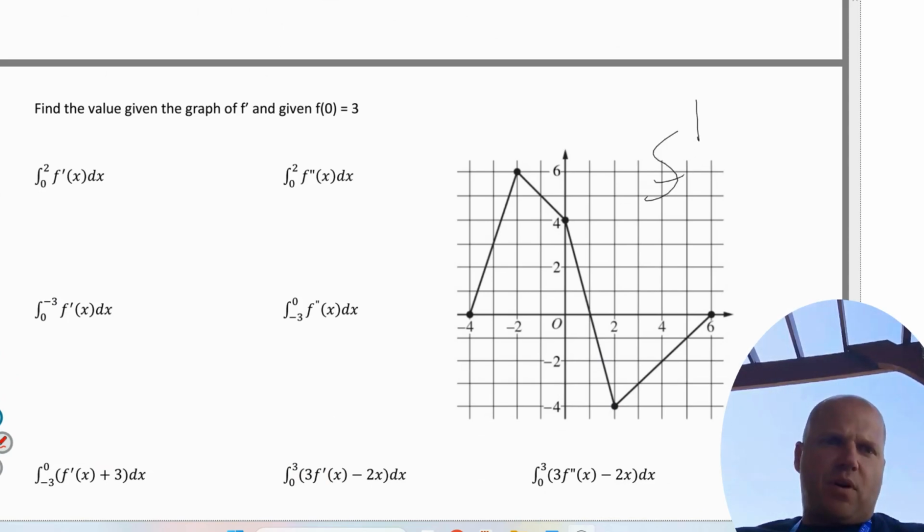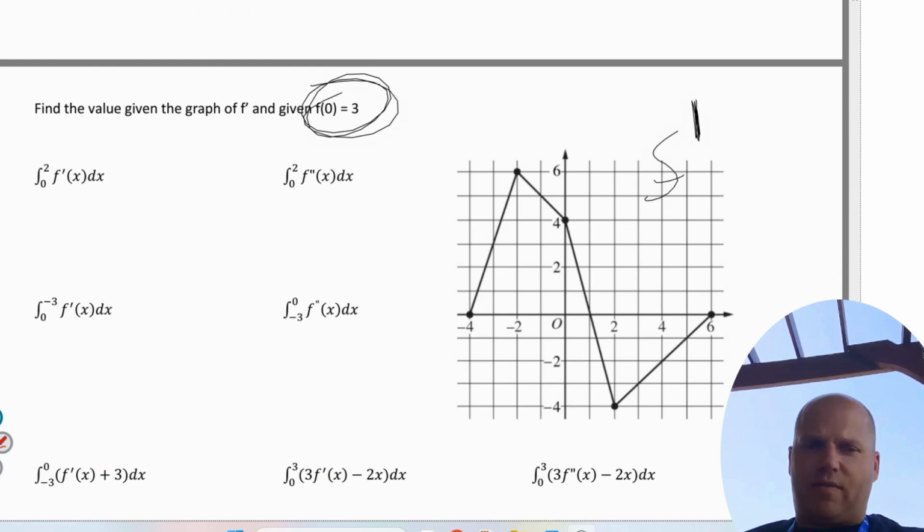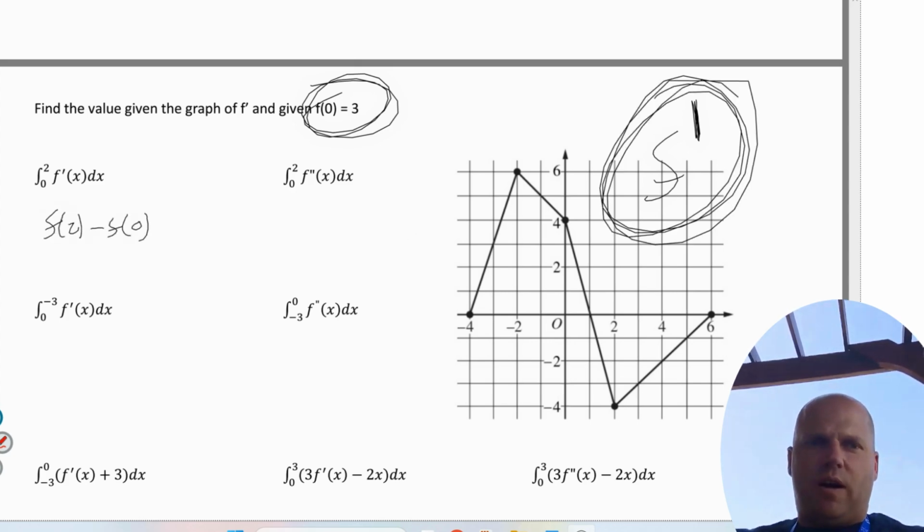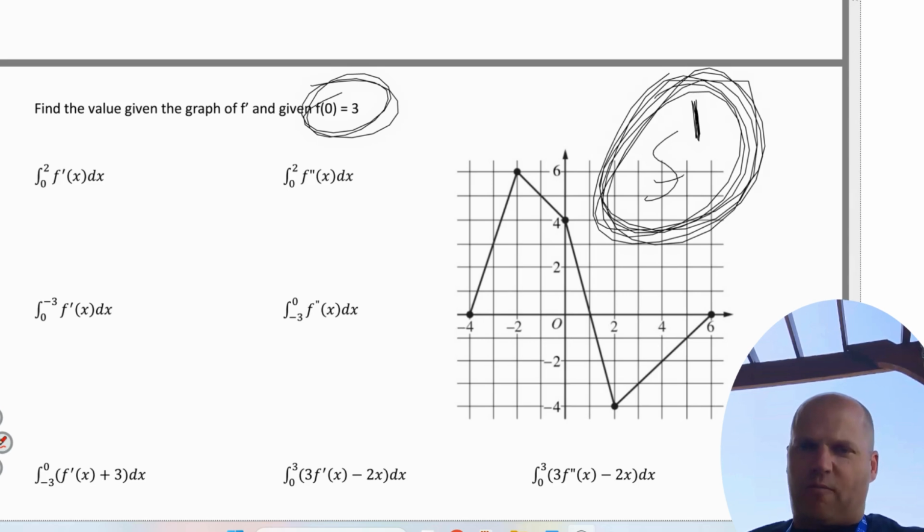Okay, this is the graph of F prime. It's important. I'm told F of 0 is 3. We might have to use that in a second. So I'm just kind of going a level deeper here. Yes, I could have F of 2 minus F of 0, but I have the graph of F prime, so I don't want that. Instead, I want to accumulate F prime from 0 to 2. This is 1 by 4, so this is 2. This is 1 by 4, this is negative 2. So this is 0.